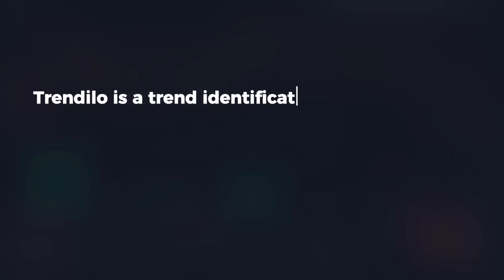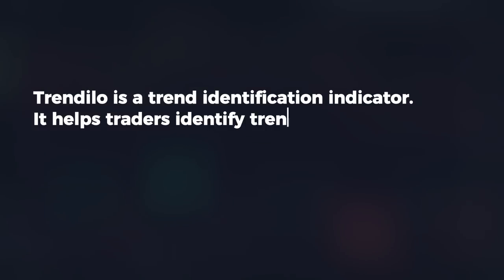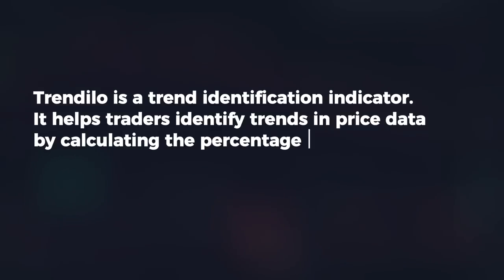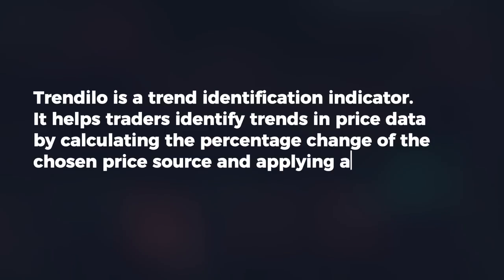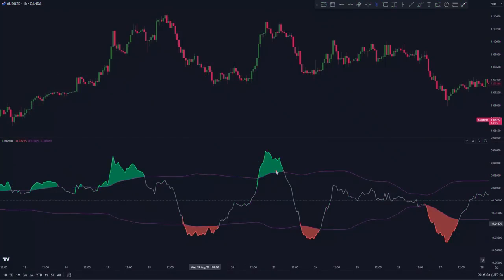Tradingview is a trend identification indicator. It helps traders identify trends in price data by calculating the percentage change of the chosen price source and applying a smoothing to it. This indicator is made up of several different components. Let's go over them real quick.